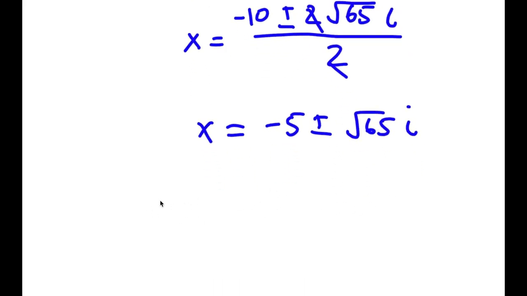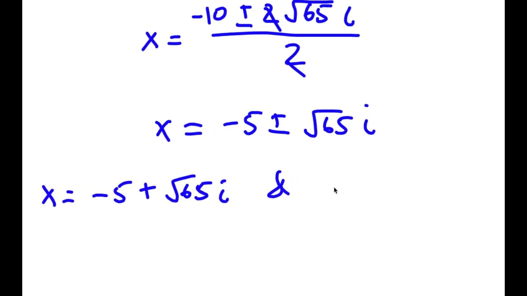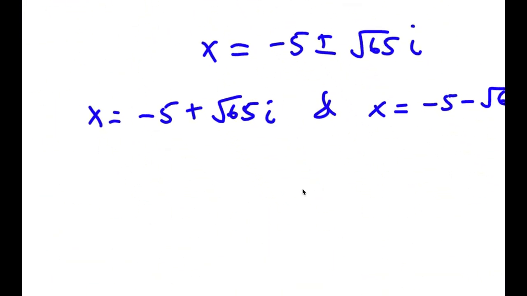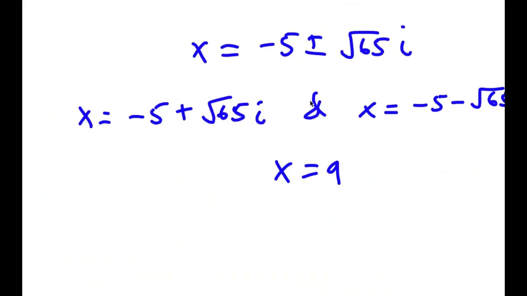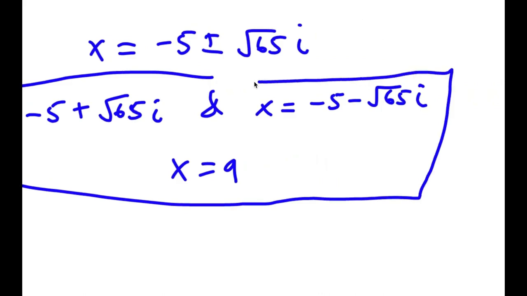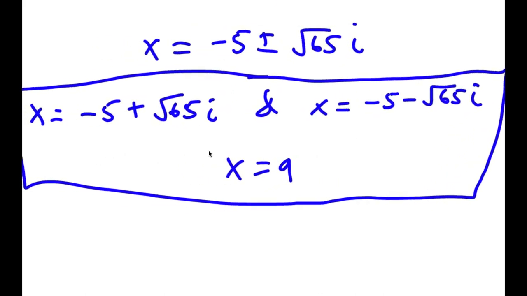So meaning my two solutions are negative 5 plus the square root of 65i and negative 5 minus the square root of 65i. And I also have, remember, x is equal to 9. So these are my three solutions to this equation, 2 of which are imaginary and 1 of which is real.